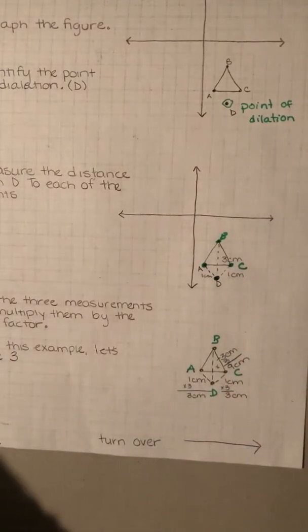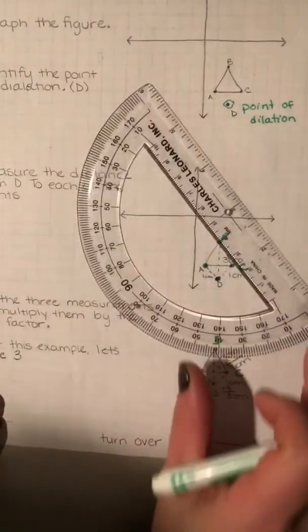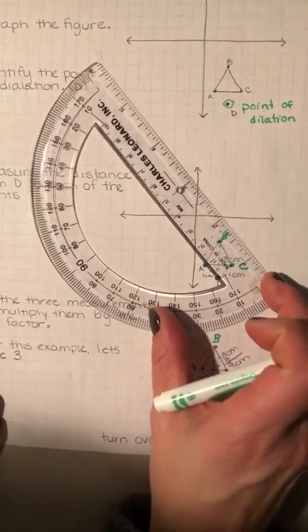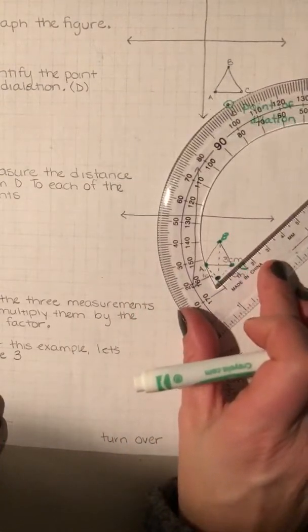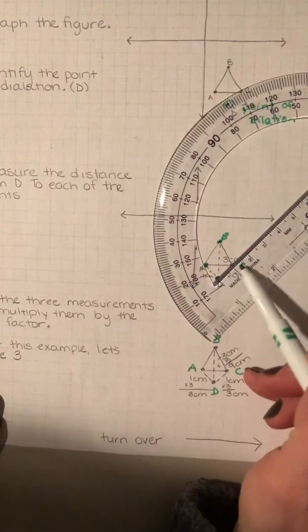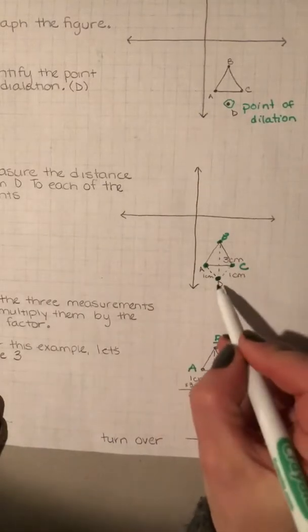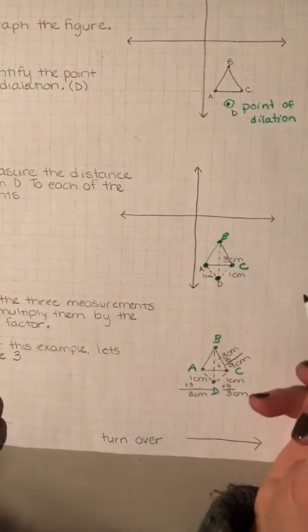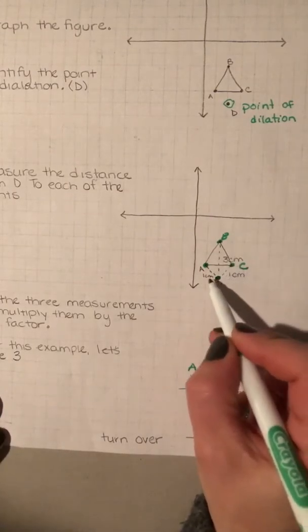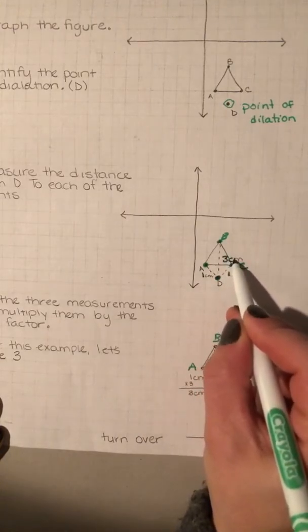I've already done it, and from D to A, that measures 1 centimeter, and I'll prove it to you right there. From D to B, that's 2 centimeters, and from D to C, and I'm using the inside metric right here, 1 centimeter. So the distance from D to each of the vertices of your figure is listed right here. This is 1, this is 2, this is 1 centimeter.